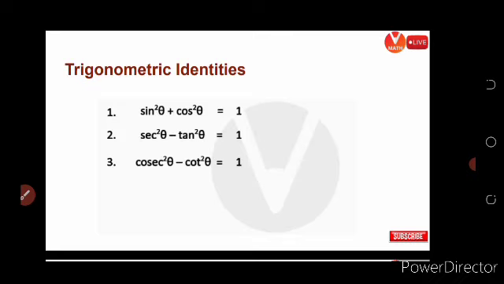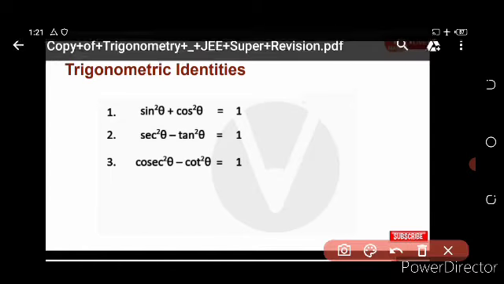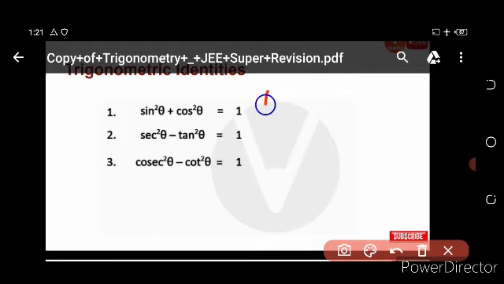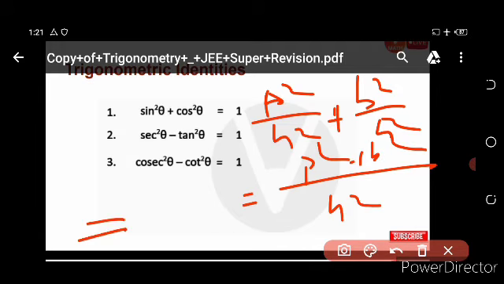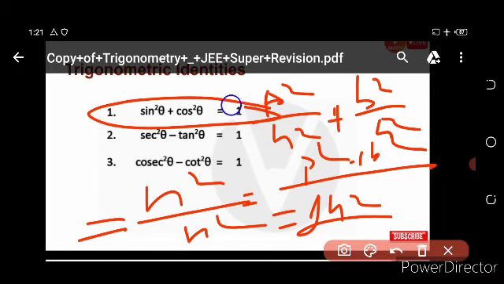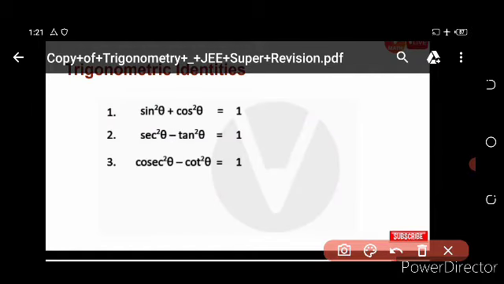Sin square theta plus cos square theta is equal to 1. We know the proof in the plus 2. We are going to know more things. So in the 10th we cleared all the proofs of this. So still we are trying the proof of this. We know sin square theta is equal to p square upon h square, plus cos square theta is equal to b square upon h square. So taking the LCM h square, that is p square plus b square. We know that according to Pythagoras theorem p square plus b square is equal to h square. So h square upon h square is equal to 1.